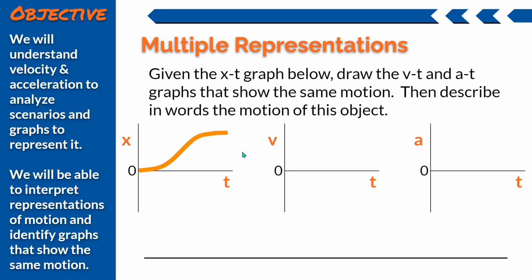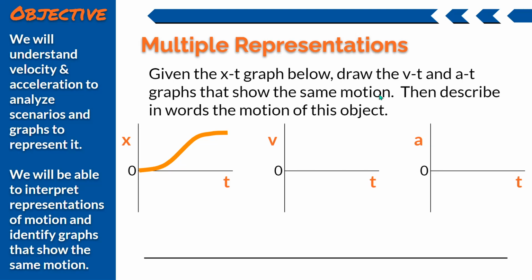All right. Here is what that activity that I said would be posted later today is going to look like. You're going to have an XT graph, and you're going to be asked to match it up with a VT and an AT graph. So you do need to be comfortable with all these graphs. That's why we spent so much time on them today. You might actually want to add this to your notes. Given the XT graph below, draw the VT and AT graphs that show the same motion. Then describe in words the motion of this object.